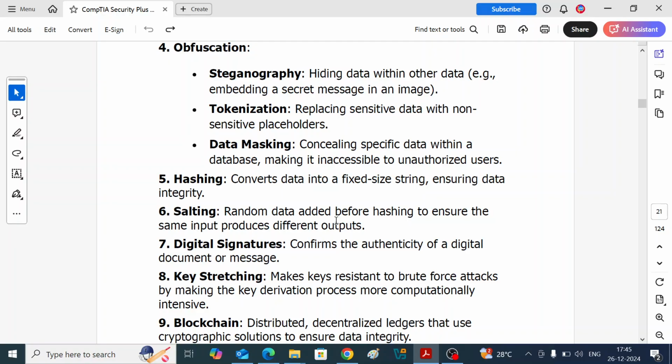Now we are at a concept called hashing, and this is one of the great concepts when it comes to encryption and decryption. Hashing converts data into a fixed-size string, ensuring data integrity. Hashing is a process, and when you hash data, it converts that data into a fixed string size, right? And there are online tools available to hash data.